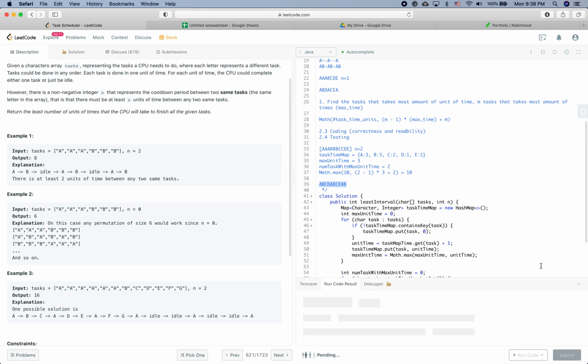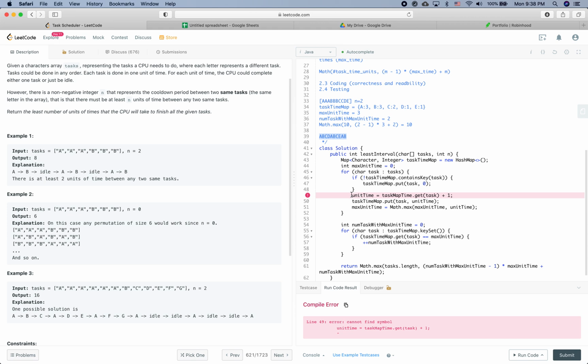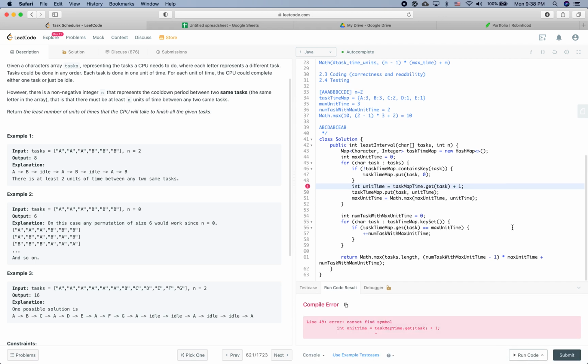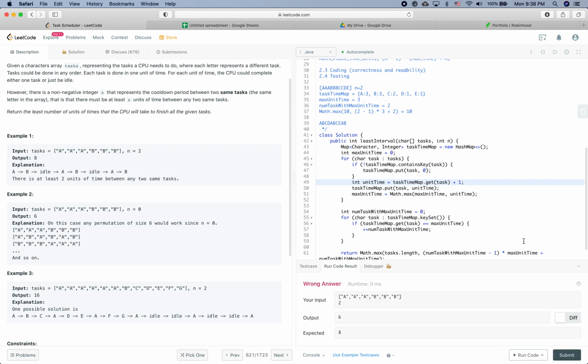Let's give it a shot by running this piece of code. Okay, so unit of time. Okay, so some typo here. Let's give it another try. So task. Okay, so another typo here. Task time map. Okay, it's a wrong answer, and why is it a wrong answer?